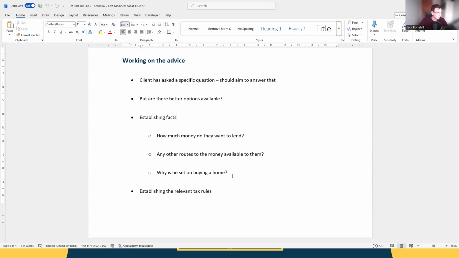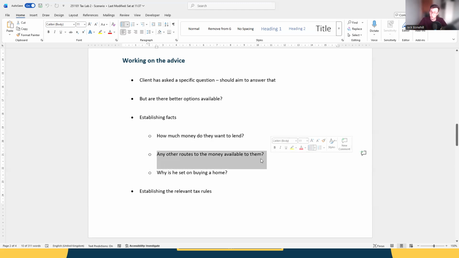But there are some other things as well that I think are obvious questions to ask, at least to me in this case anyway. Like, how much money do they want to lend here? Is it tens of thousands? Is it hundreds of thousands? Is it millions of pounds? Because to me, that's going to make a big difference to how the advice plays out. If it was just, say, £10,000, maybe a family member or someone that he knows could lend him the money, or maybe there are some other ways to deal with it. So, how much money do they actually want to lend in this case?